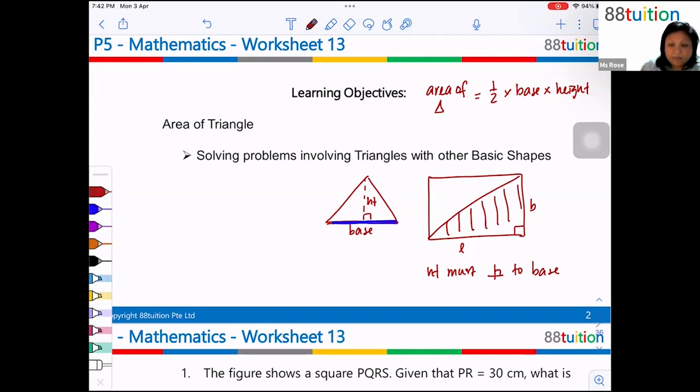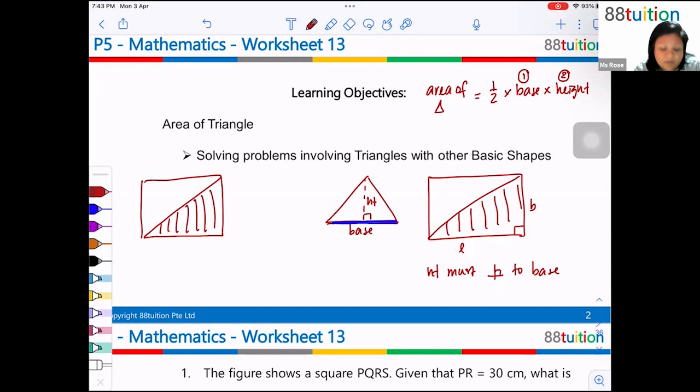Now, another thing about this triangle is that whenever you need to find the area of a triangle, you must always identify where is the base and where is its perpendicular height. Then you can find the area of a triangle. Now, when we talk about a composite figure, or rather a triangle within a rectangle or a square, for example this, can I say that the area of the shaded part is half the area of the rectangle?